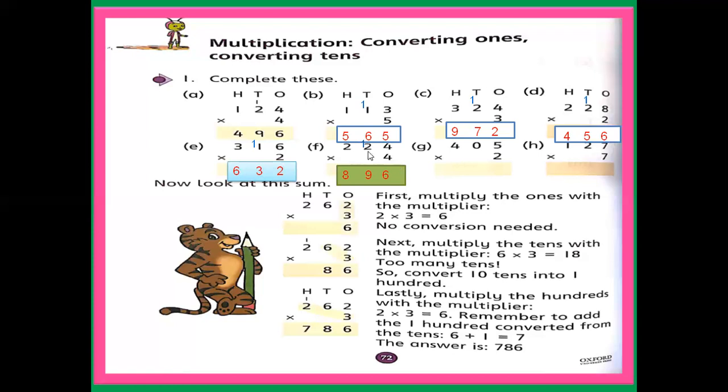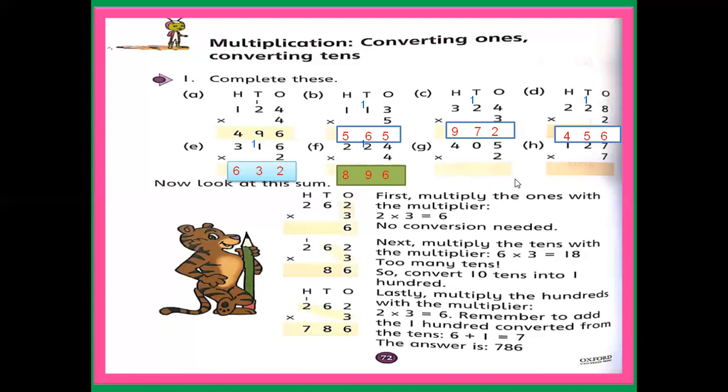The 4 twos are, read the table of 4. 4 ones are 4, 4 twos are 8 plus 1, 9, and 4 twos are 8. So what is the answer? 896.